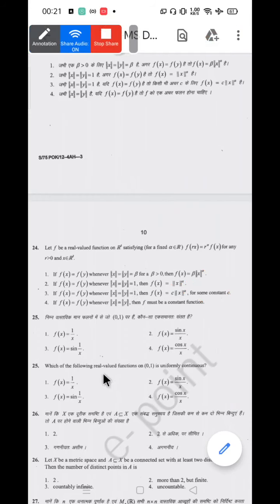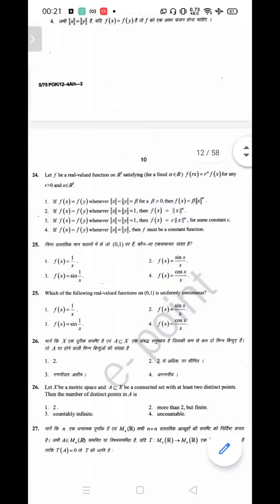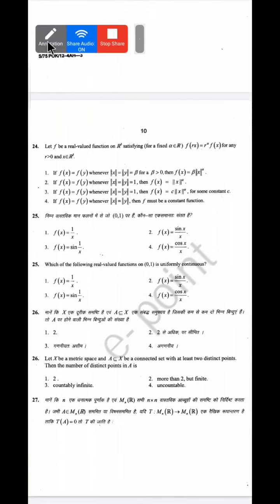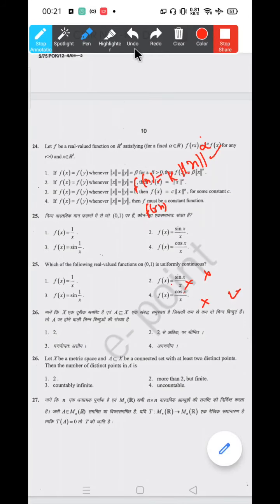Which of the following real valued functions on (0,1) is uniformly continuous? This is the open interval (0,1). So the function must be continuous and the limit must exist at both 0 and 1. If I take the limit at 1, so it is not. What about this? Yes, this is okay. What about this, cos(1/x)? No. What about this, sin(1/x)?